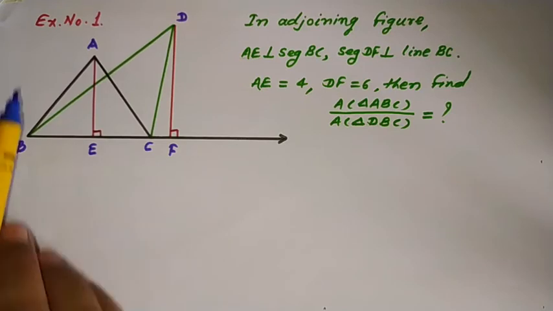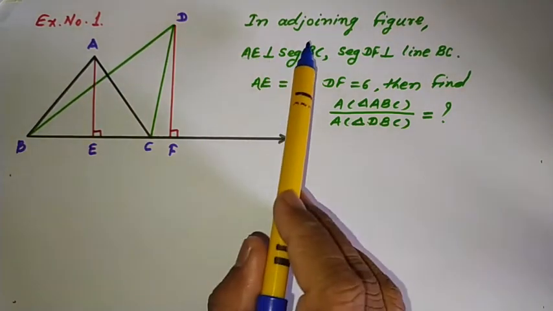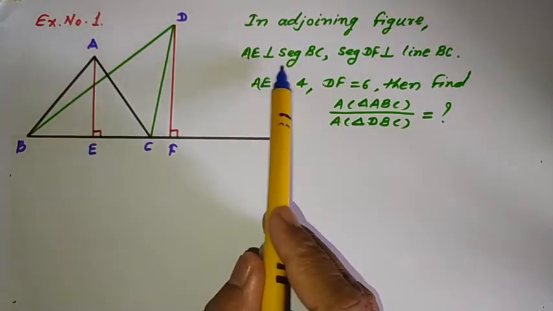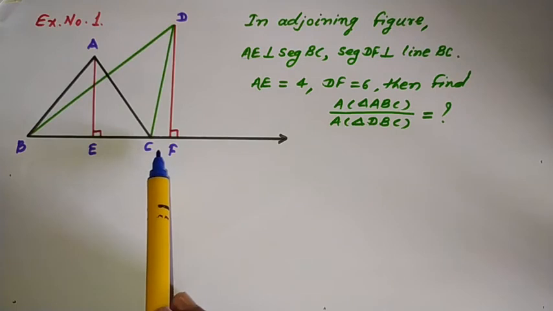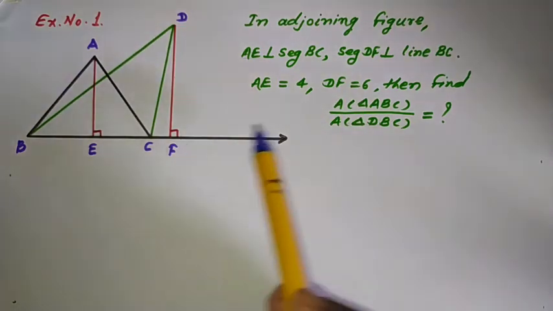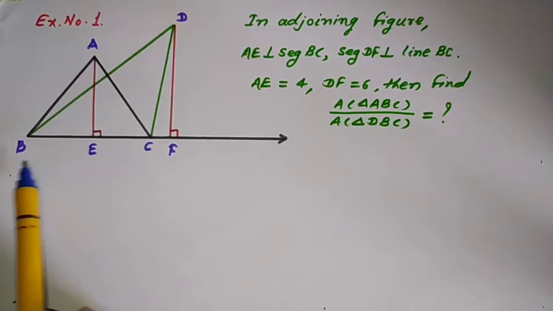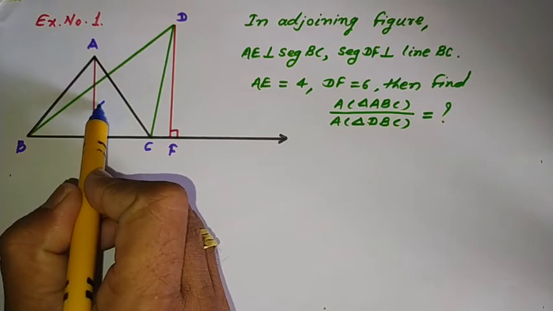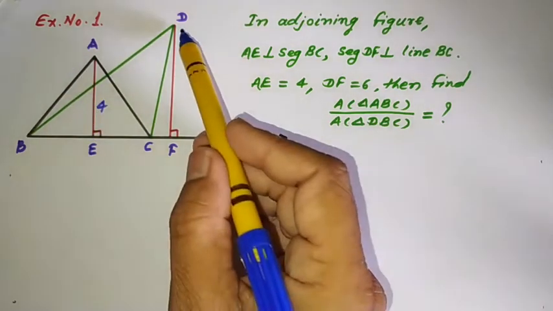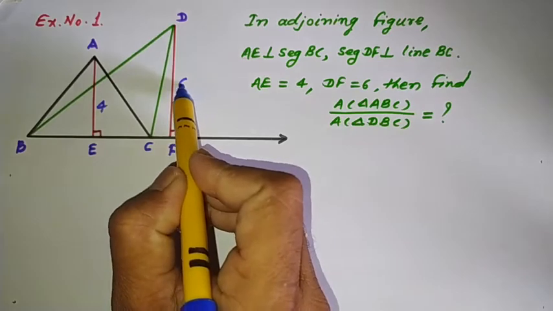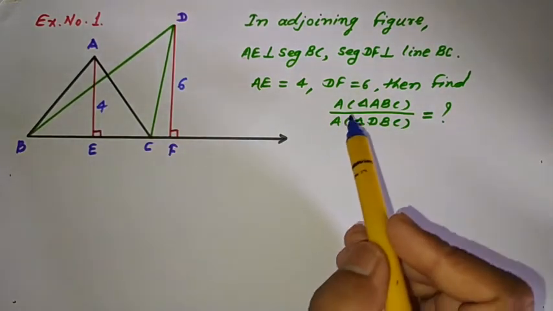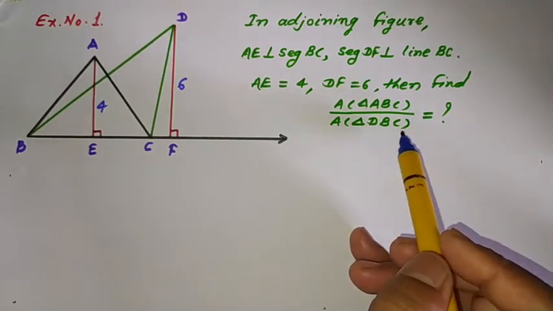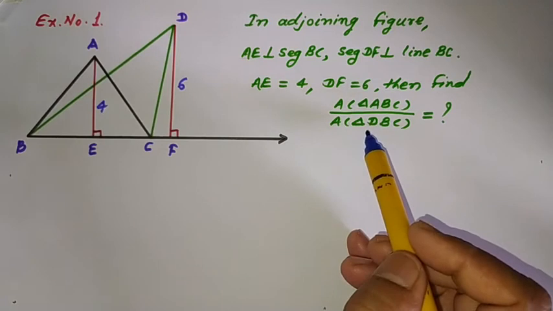Let's see example number 1. In the adjoining figure, segment AE is perpendicular to segment BC and segment DF is perpendicular to line BC. Here the value of AE is 4 and the value of DF is 6. Then find the ratio of the area of triangle ABC upon the area of triangle DBC.